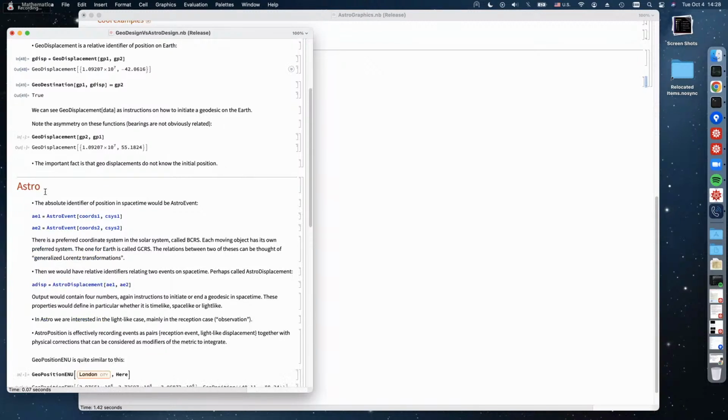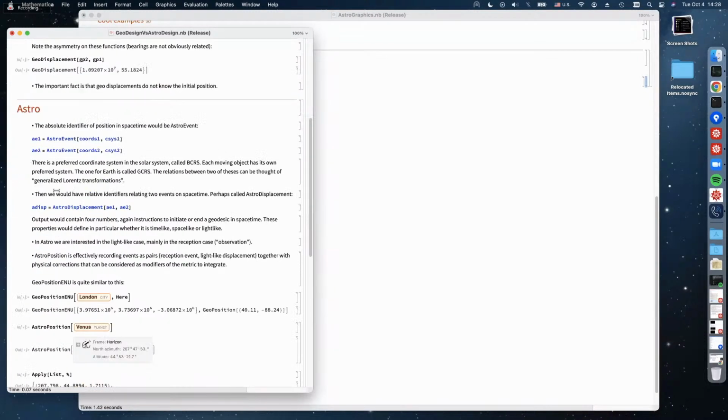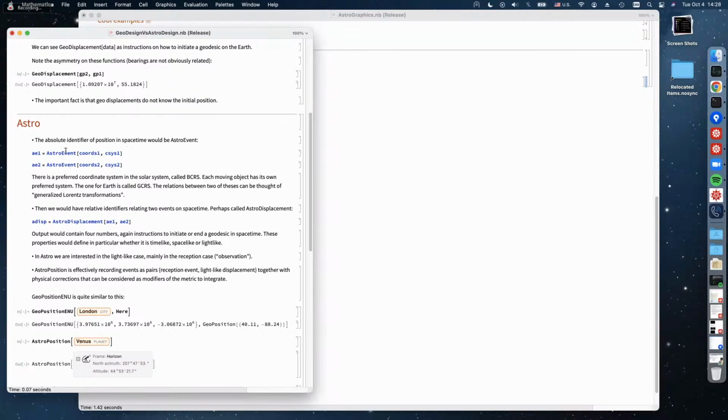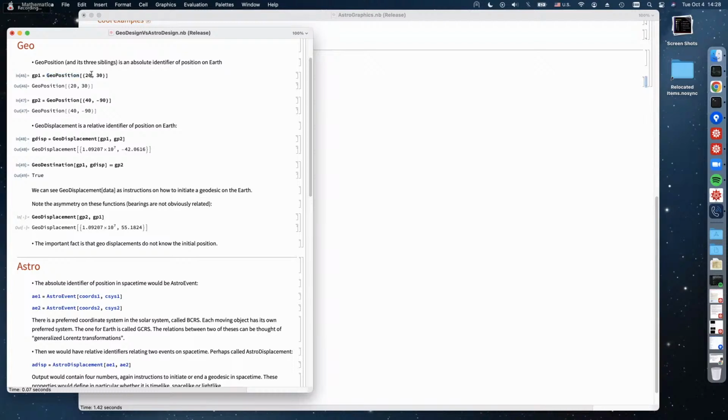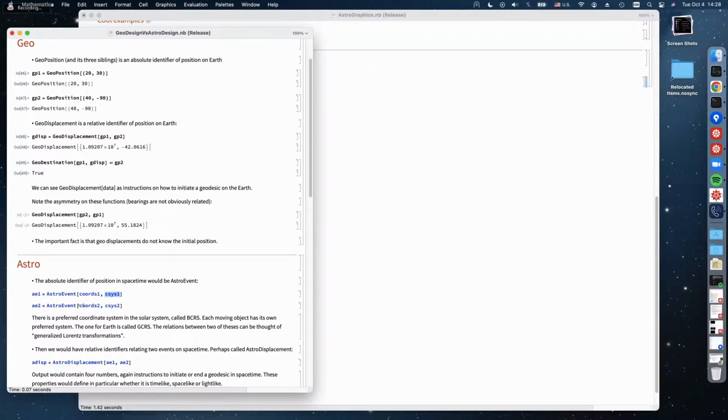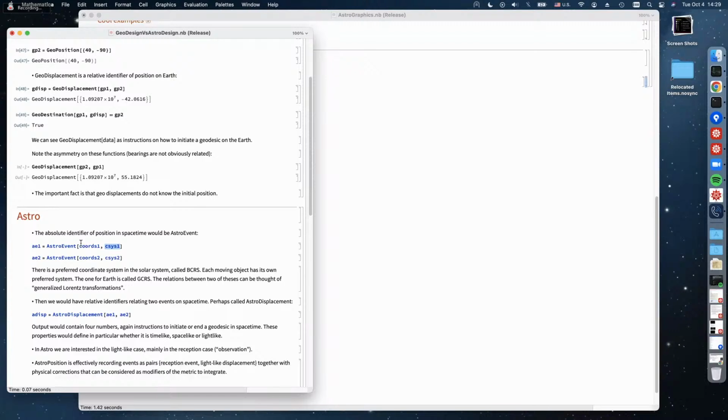Now, what is the situation in Astro? If we did this in relativity, we would have to start with events. We would have Astro events, the equivalent of geoposition. We would have coordinates, and then we would have to say in which coordinate system this is given. The analog of geoposition XYZ and things like that, all for absolute positions, would be an Astro event. We just give numbers and a coordinate system. Then we would take two of these events, which are like points in space-time, and compute the displacement between them.